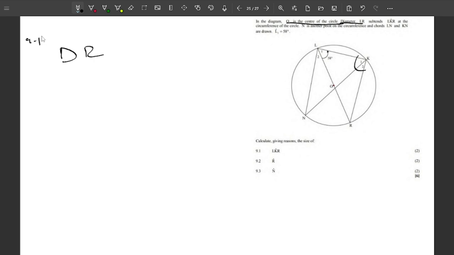So basically, let's write Dr. Capita. Do you have a diameter? Yes, we have two of them, which is LR and NK. Do you have radii? Yes. Do you have a cyclic chord? Yes. Do you have a parallel line? No. Tangent? No. Now this means that we're going to focus on the diameter, angle and the circumference, right? Angles in a semicircle. So this means that angle LKR is equal to 90 degrees. Reason: angle in a semicircle.